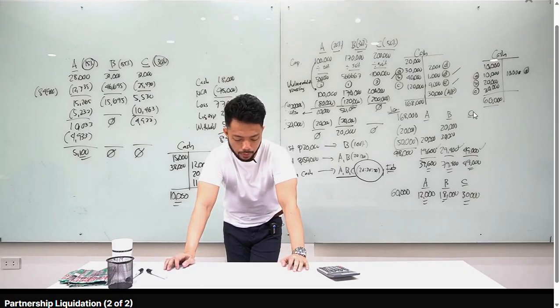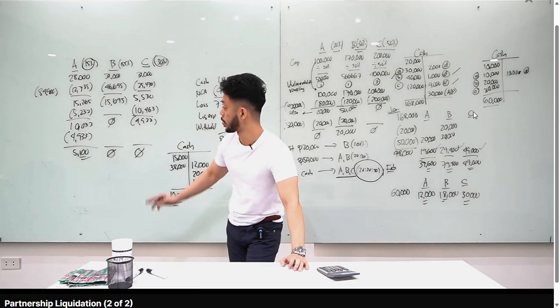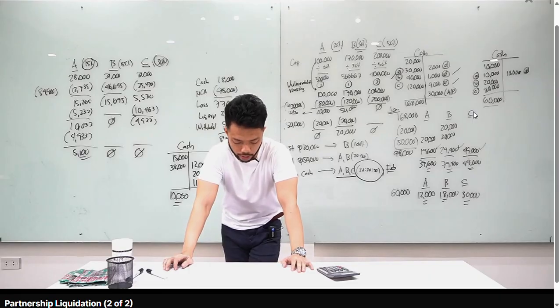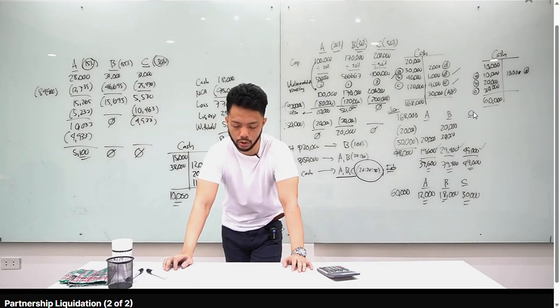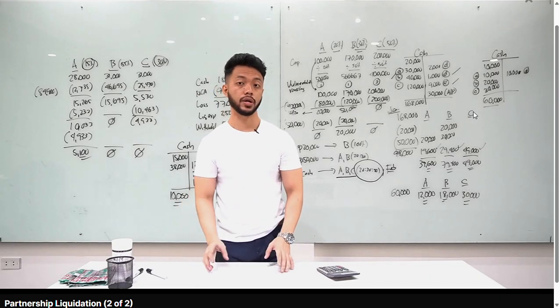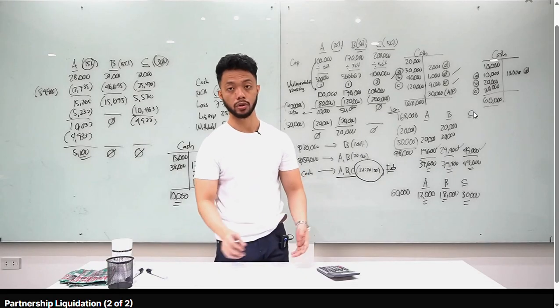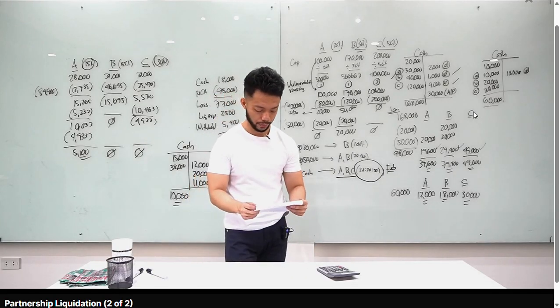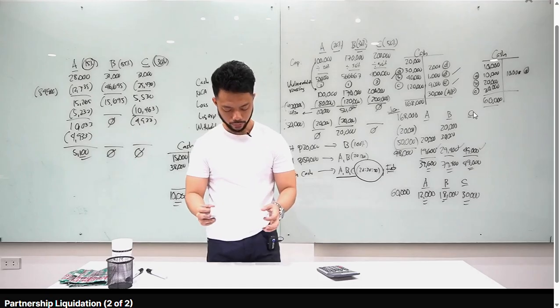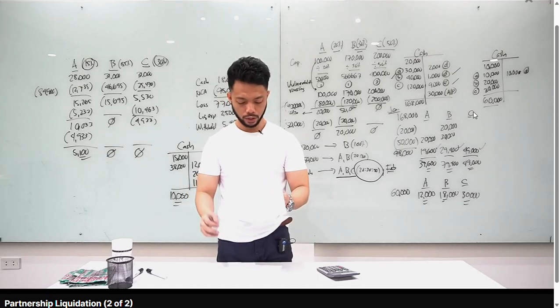Number 24, if a partner with a debit balance, negative balance, is solvent, let's go to A: partner must invest additional cash in the partnership. Again, pag solvent, meron kang net personal assets, pwede mo i-contribute to the partnership. A is the answer for number 24.